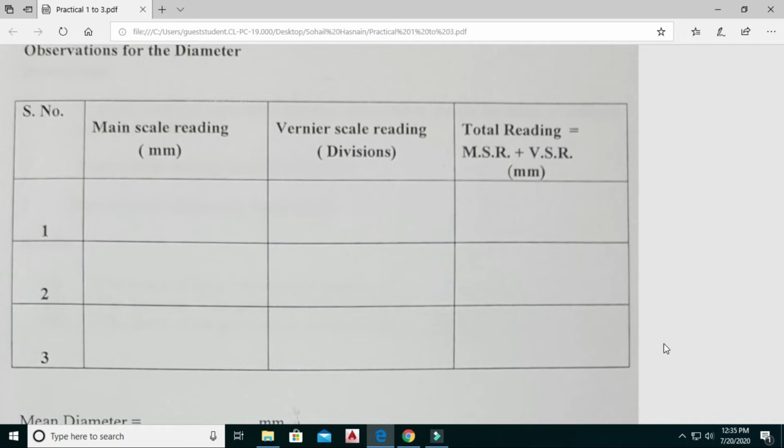Now we take the second reading. The main scale is also 13. The vernier scale is 7, which means 14 divisions, and 14 multiplied by the least count 0.05 is 0.70. So 13.70 will be the second reading. You will take the third reading and take the mean value of the three readings.